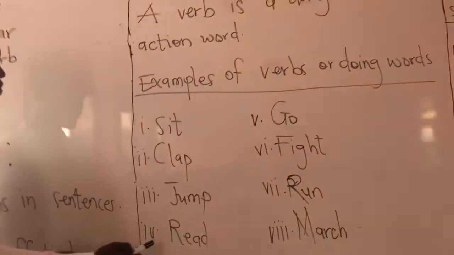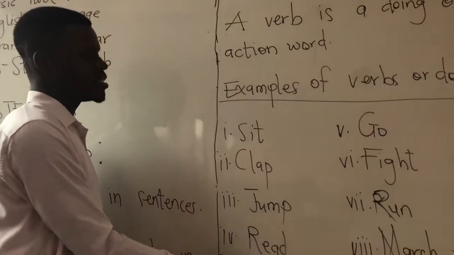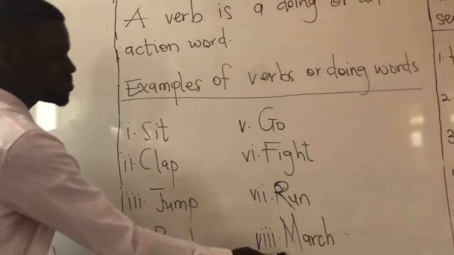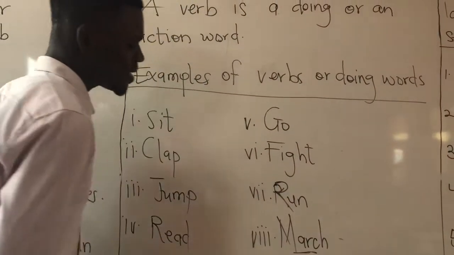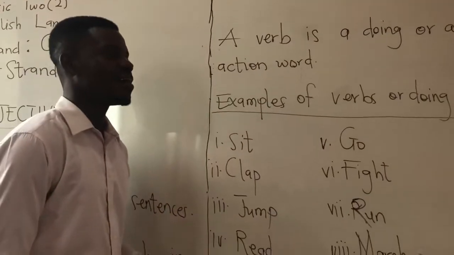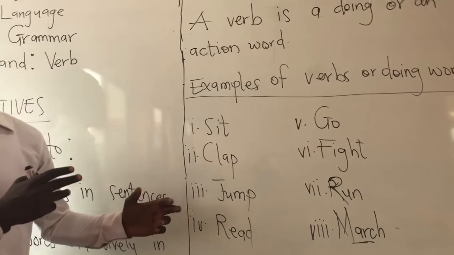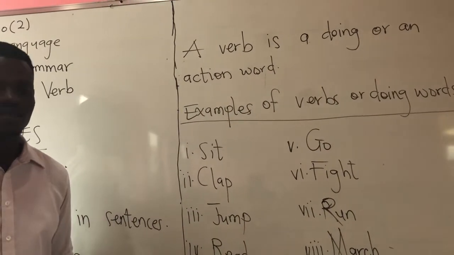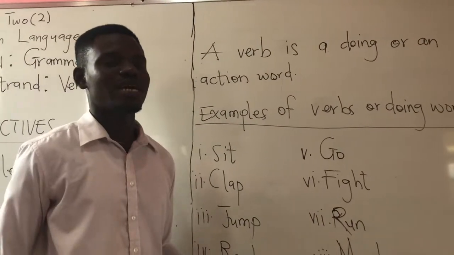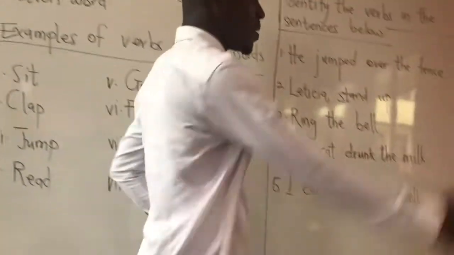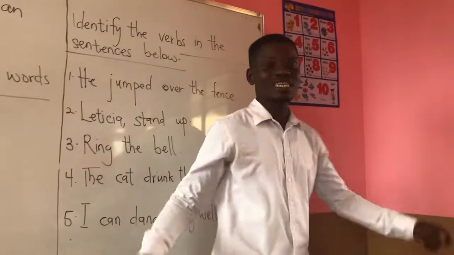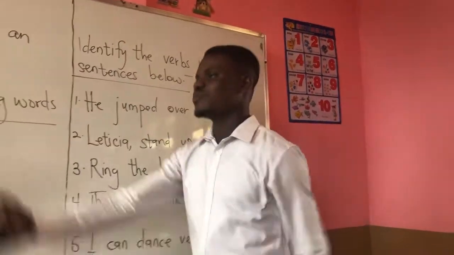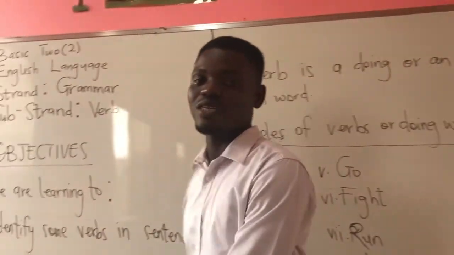We have jump. We have read. Go. Fight. Run. March. This march here is not like the month March. When we say march, we are going to march like the way the military people march. They march like this. I'm not talking about the month March. I'm talking about people marching, when we go to the independence celebration and we march. That's what I'm talking about.